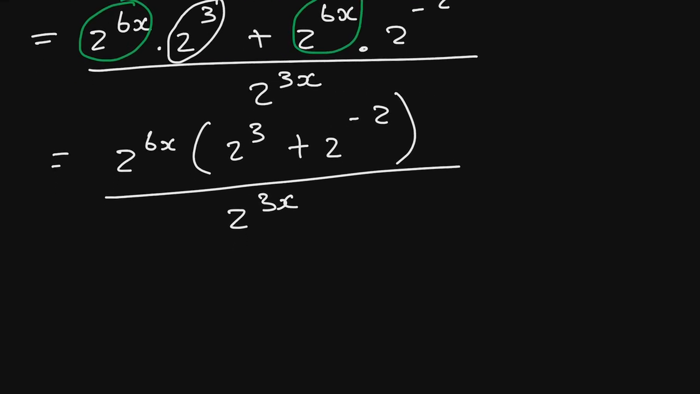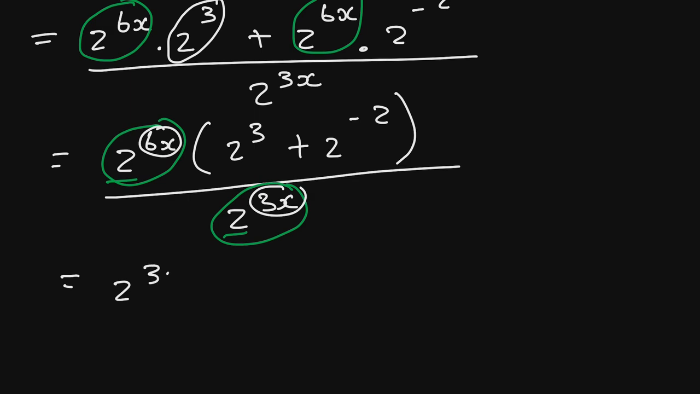After we have done that, what is outside the bracket here can cancel out, or it can subtract, because remember we have the same base, and if we have the same base, when we divide, we subtract the exponents. So this is just going to be the same thing as 2 to the power of 6x minus 3x. So 6 minus 3 is the same thing as 3x.